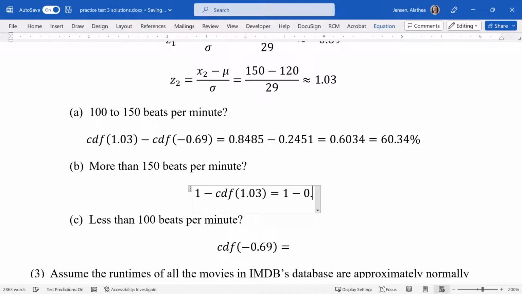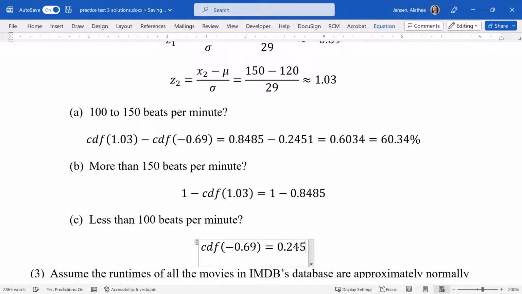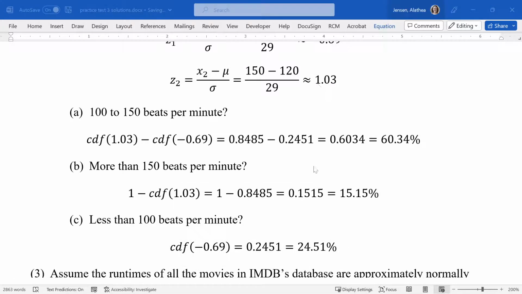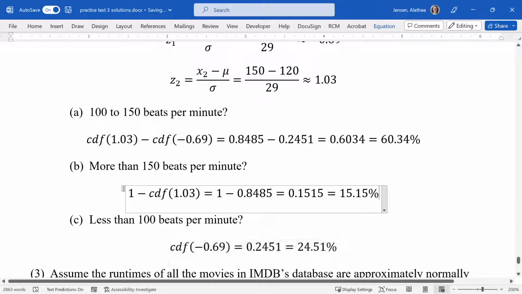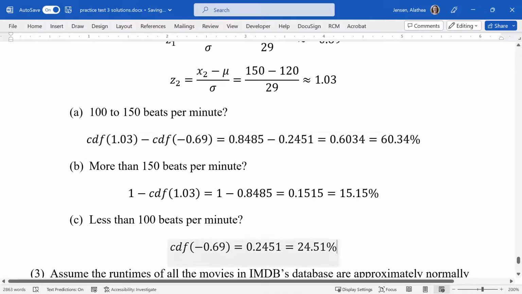So this one was 0.8485, and this one is just plain old 0.2451, or 24.51%. All right, you might want to double check and make sure that these three probabilities add up to 100%. That can be a nice little way to check your work. Since we covered every possibility of what the tempo could be, it has to fall into one of these three categories, so they should add up to 100.